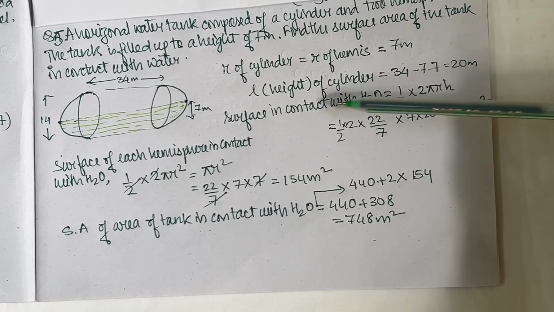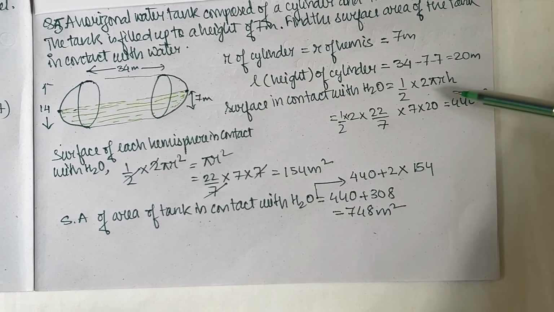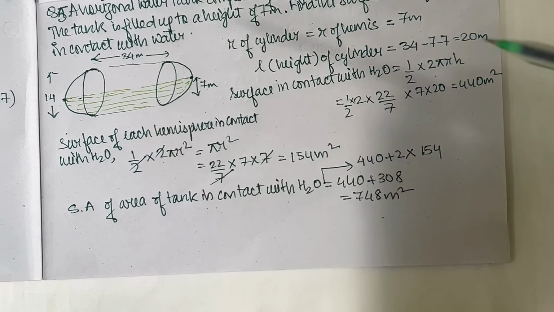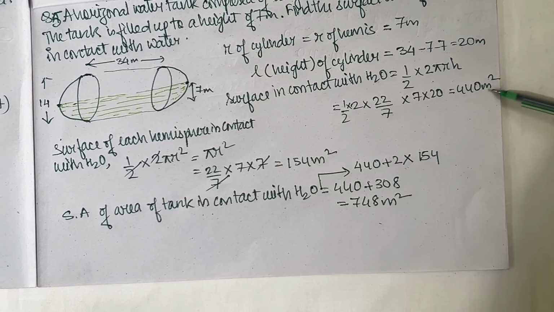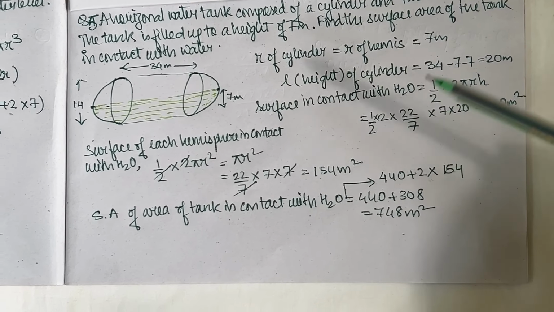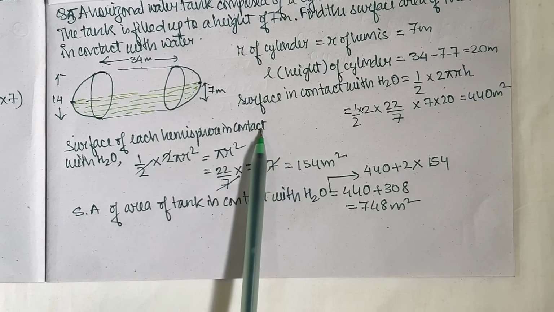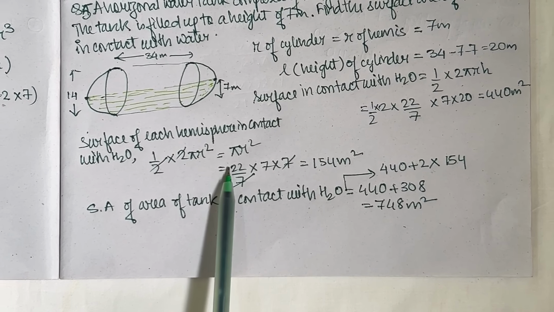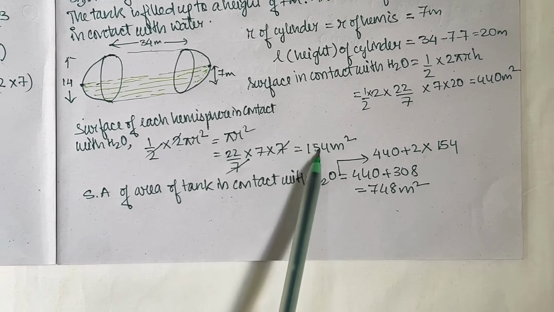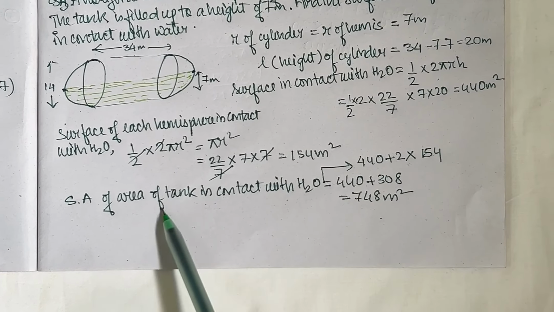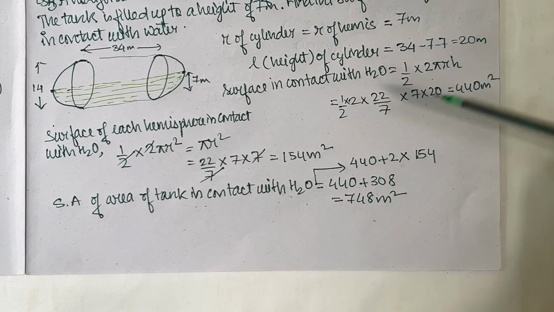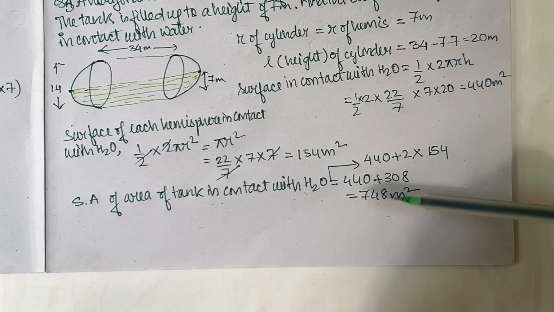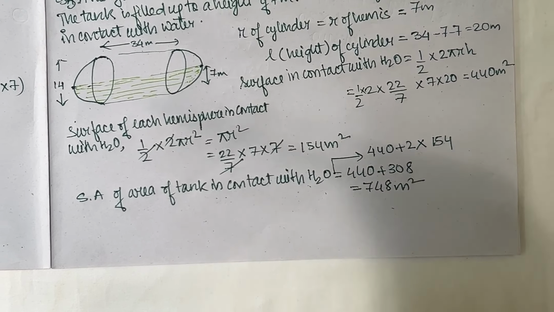Now surface in contact with water is half into 2 pi rh, because water is only in the half portion, not completely filled. That is, we are substituting the values and we are getting 440 meter square. Again the surface of each hemisphere in contact with water is half into 2 pi r square, that is pi r square. Substituting the values, we get 154 meter square. Now surface area of tank in contact with water, that will be 440 plus twice into 154, we are getting 440 plus 308, that is 748 meter square.